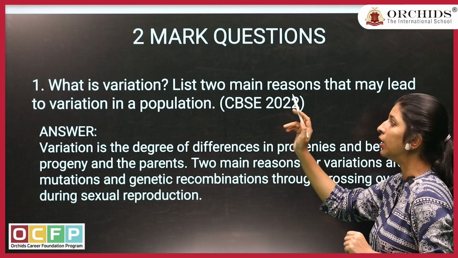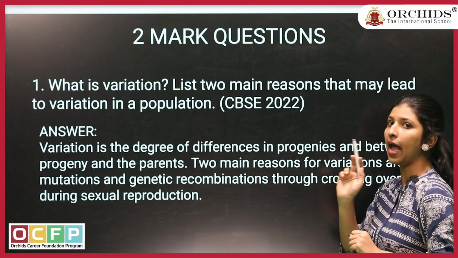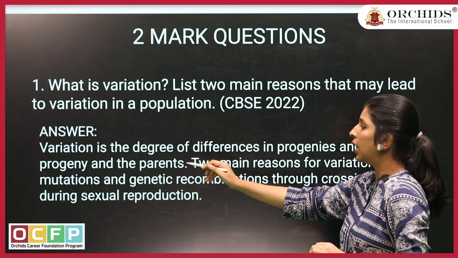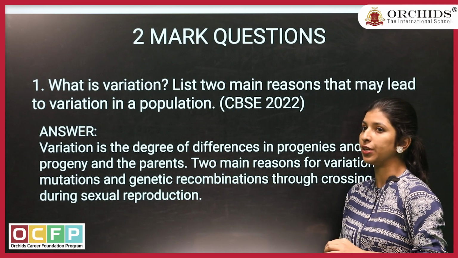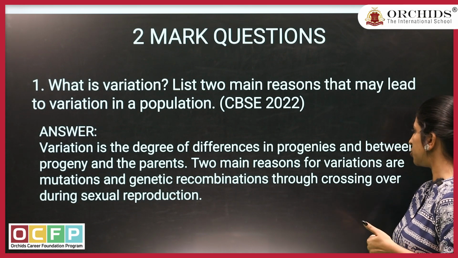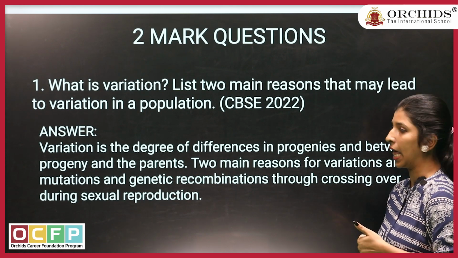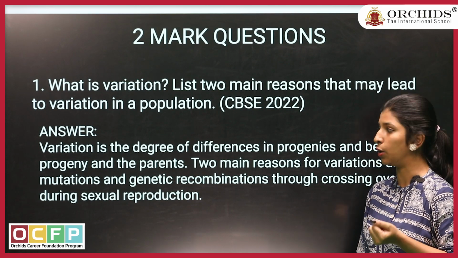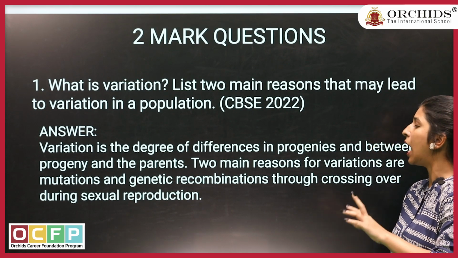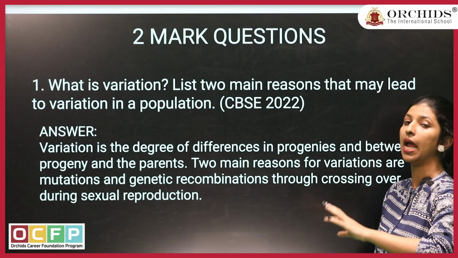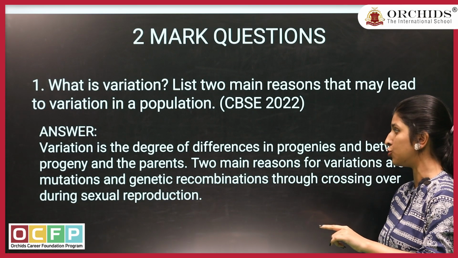We have to write the answers properly and also underline the keywords with a pencil. This is the answer that you can refer to. Variation is the degree of differences in progenies and between a progeny and the parents. This is something that we all are aware of or familiar with.